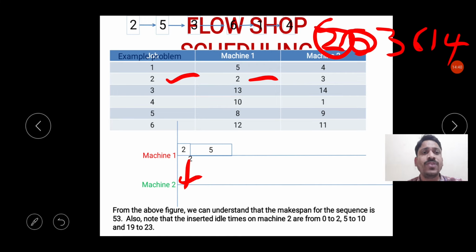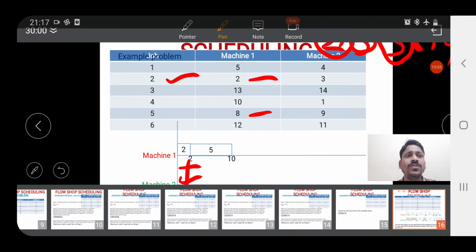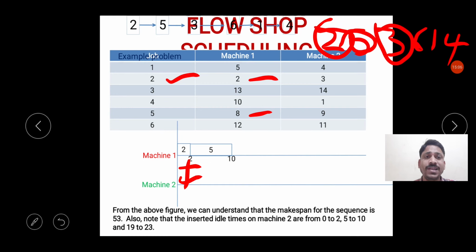Job 5 on machine 1 for how many hours? 8 hours, right? So job 5 started at 2 hours, and for 8 hours it is to be processed. So when will it be finished? At 10 hours. Next, according to our sequence, is job 3, and it starts from 10. For how many hours? 13 hours. So 10 plus 13 is 23. At 23 hours it is finished.